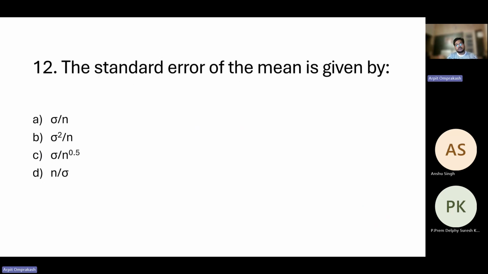The standard error of the mean, this we know, is given by sigma by root n, which is nothing but sigma by n raised to the power 0.5.